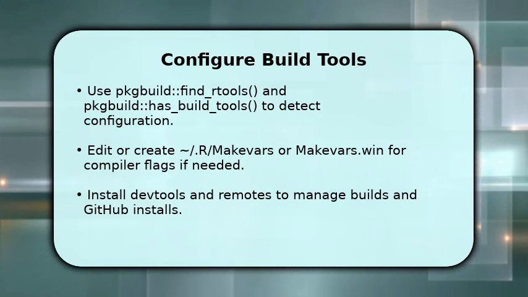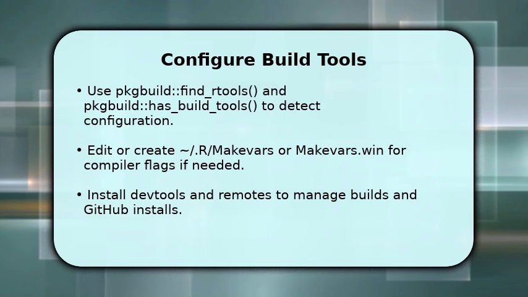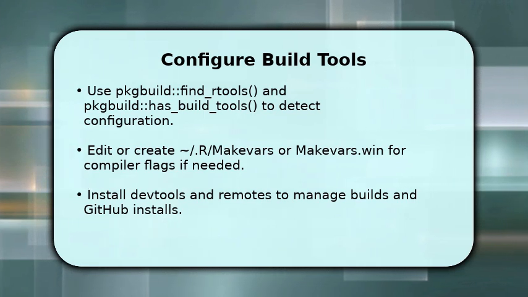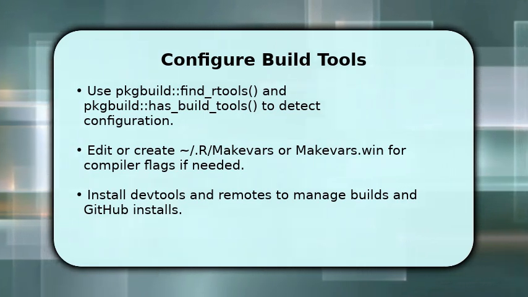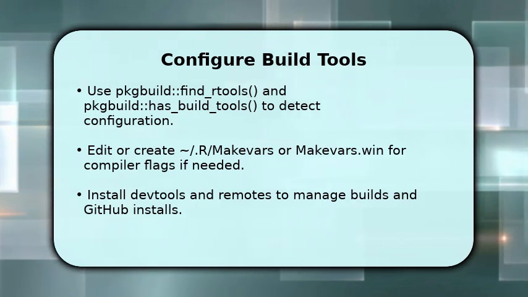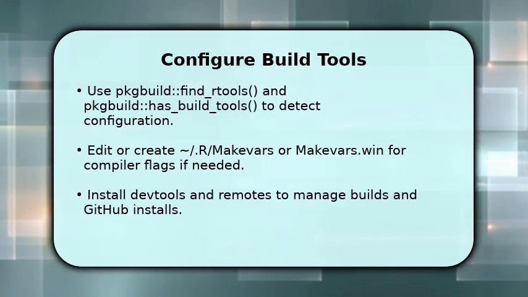Run pkgbuild::find_rtools() and pkgbuild::has_build_tools() to confirm installation paths and permissions. If you need custom compiler flags or library paths, create or edit the Makevars or Makevars.win file in your home .R folder. This is where optimization flags and include/library paths live.